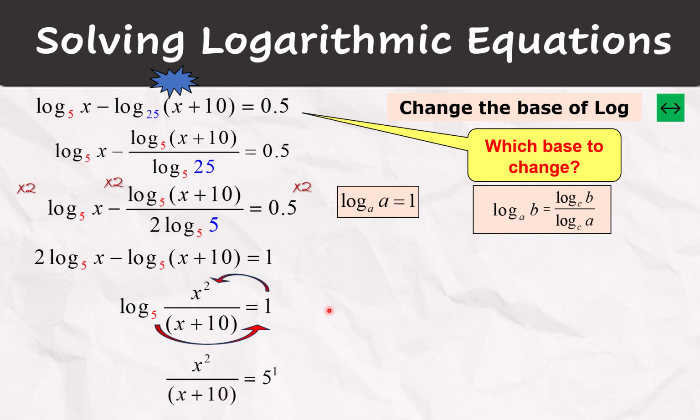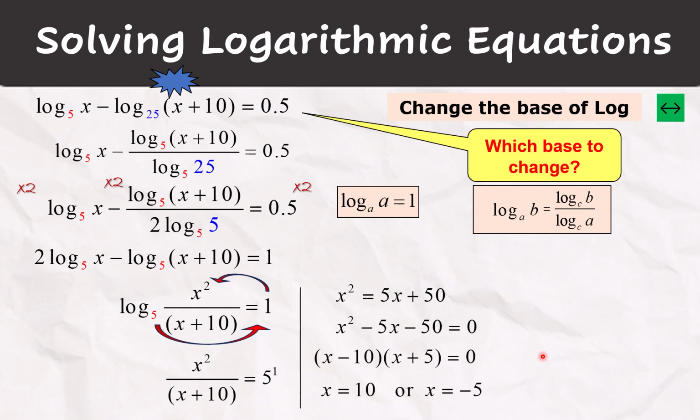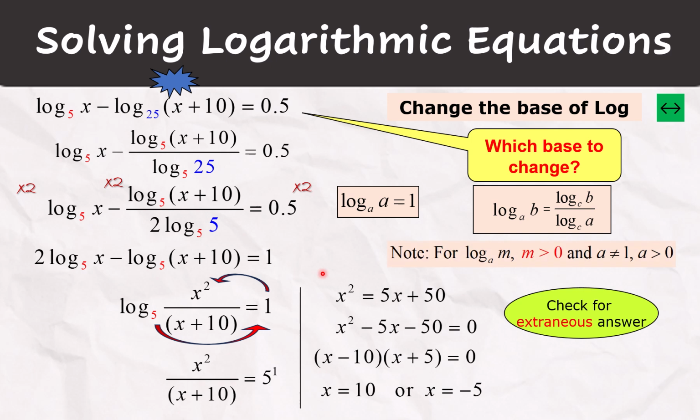To do this, I know that I will get x squared over x plus 10 equals 5 to the power of 1. Simplifying these equations, I will be able to derive a quadratic equation. I simply factorize and I will be able to derive the two values easily. Now, at this point, do you remember what we are supposed to do? Well done, if you can recall that we need to check for extraneous answers. There are two values, which means I will need to substitute both values into the log function to check whether it satisfies the condition.